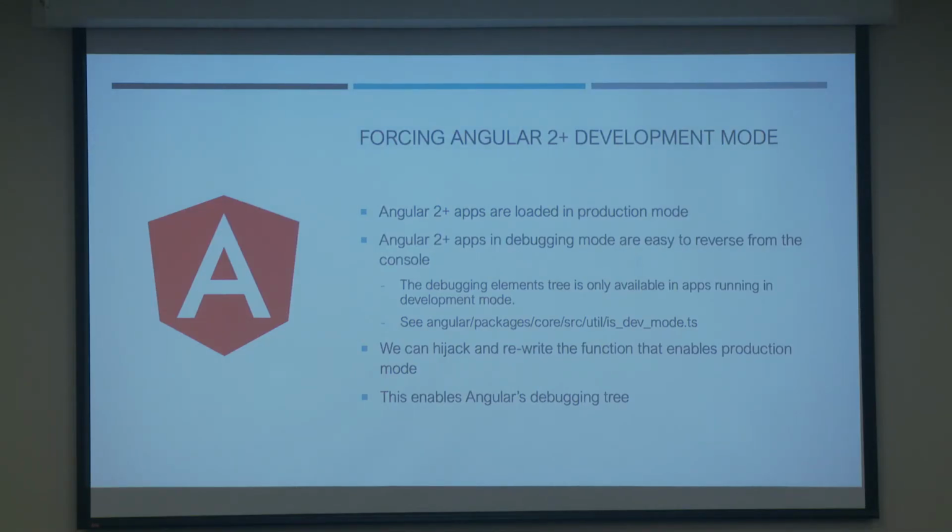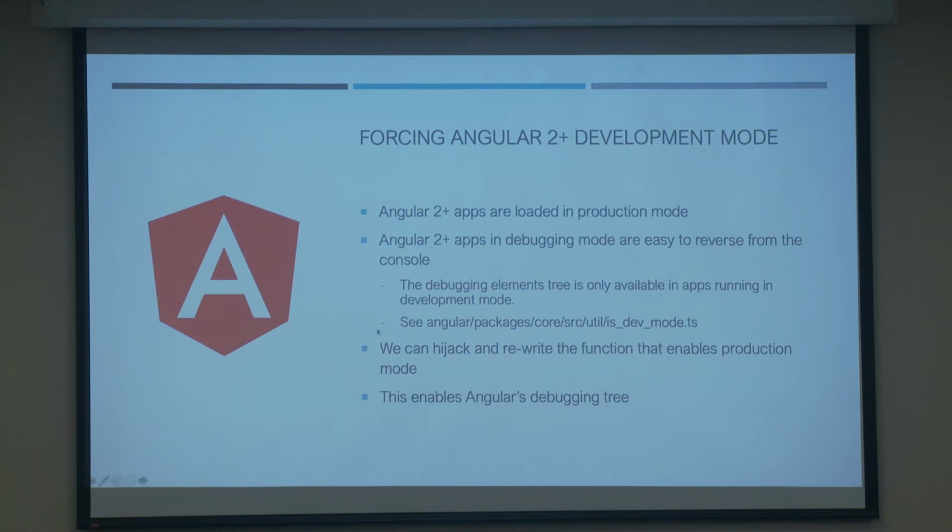The first demo is one of the most useful ways in which I've used this tool before, and it's to force Angular 2 and above applications to run in development mode. Why do I want to do this? Angular 2 plus apps, if they are production apps, load in production mode. Apps loaded in debugging mode are easy to reverse from the console, unlike applications loaded in production mode. That's because the debugging element tree for Angular is only available for applications running in development mode. It doesn't run in production mode because it's additional processes that would be running behind the scenes in your application.